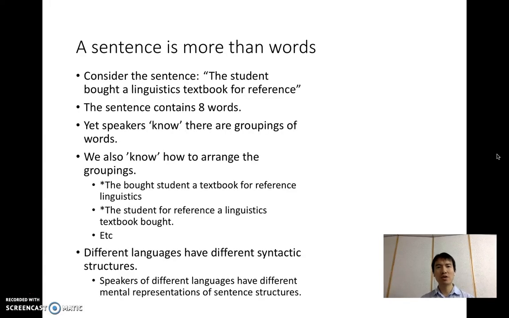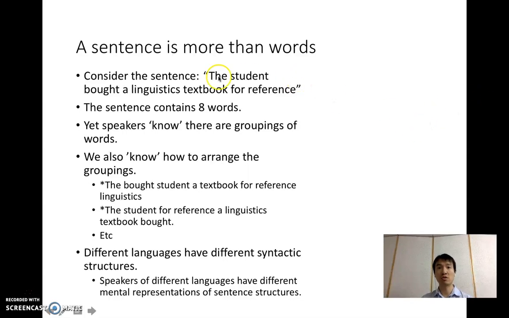So let's look at our daily conversation, what we do every day. We speak sentences every day, right? And the question is, what are we saying? Are we just saying words? Consider the very simple sentence: the student bought a linguistics textbook for reference. Any one of you can say this sentence without thinking too much before you start. The question is, are we just saying these words independently?